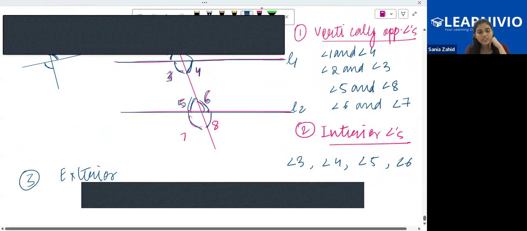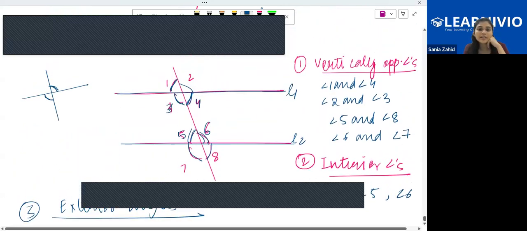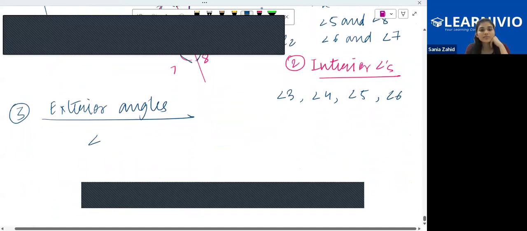First, listen. Then we have exterior angles. Now what are exterior angles? Exterior angles are basically the angles which lie outside the two lines. So outside the two lines, we have angle 1, angle 2, angle 7, and angle 8. So all these angles are lying outside the two lines. So that is why they are exterior angles.